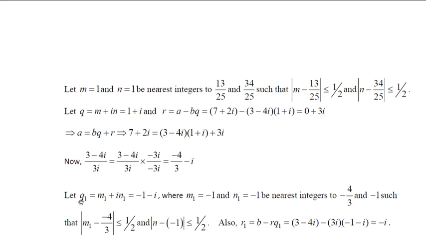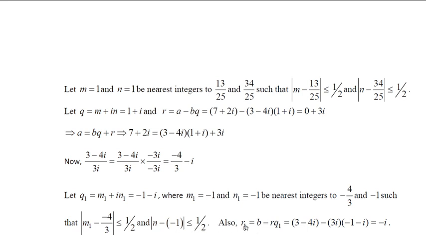So let's construct a new quotient Q1, which is M1 plus iN1. This value is minus 4 by 3. Near to this is minus 1. And this is minus 1, that itself is an integer. So your N1 is minus 1 itself. So you're going to get minus 1 minus i. Here our values were the nearest integers 1 and 1. Here minus 1 and minus 1. They are the nearest integers such that these two are less than or equal to half.